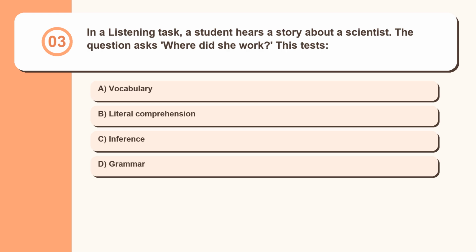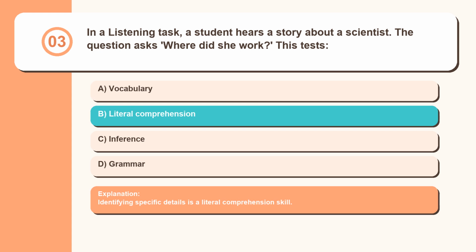Question 3. In a listening task, a student hears a story about a scientist. The question asks, where did she work? This tests vocabulary, literal comprehension, inference, grammar. Identifying specific details is a literal comprehension skill.